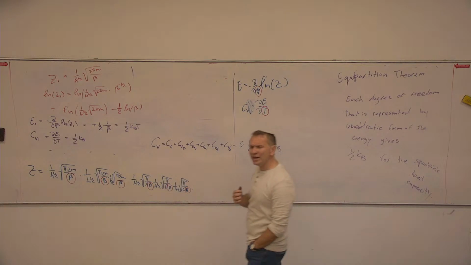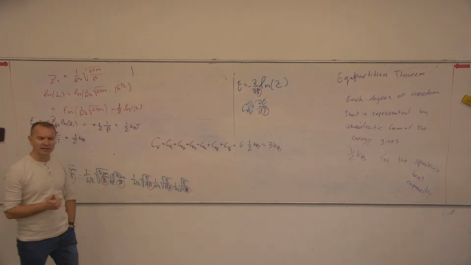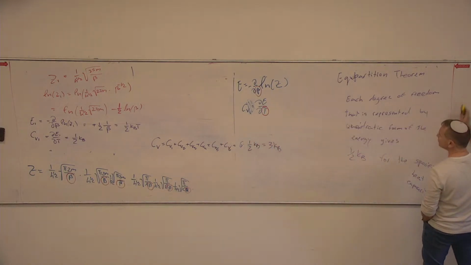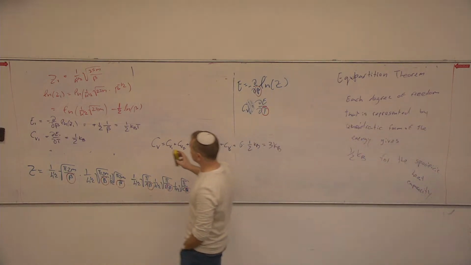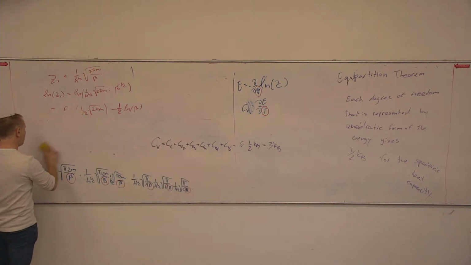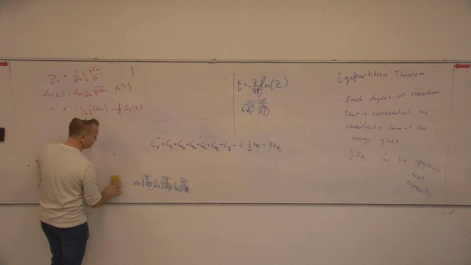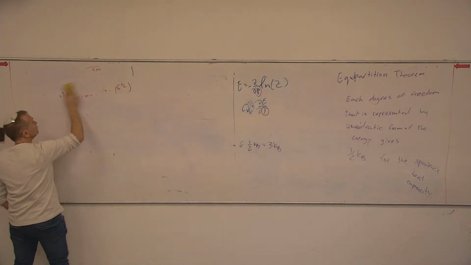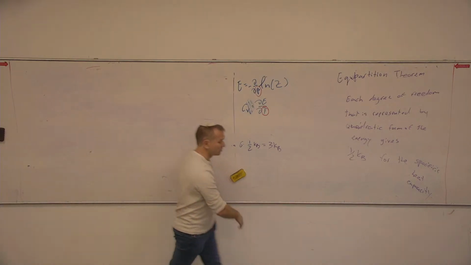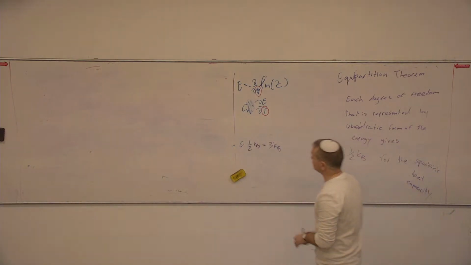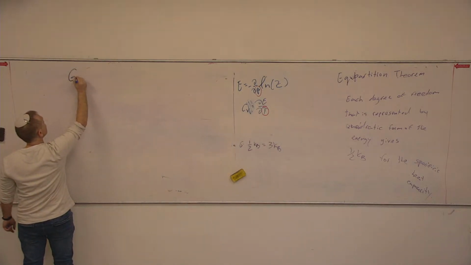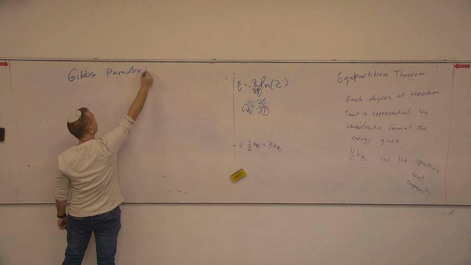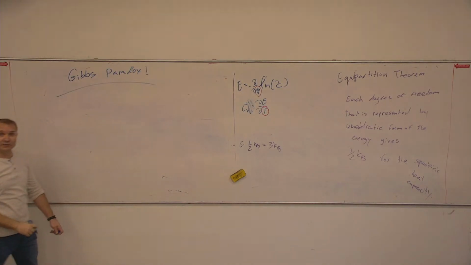But if you're already treating this classical partition function, are there problems with the partition function? Right? So if I take the partition function of an ideal gas, this is the Gibbs paradox. What is the Gibbs paradox?